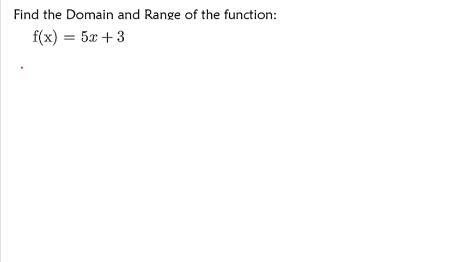So in this case, our domain is all the real numbers. So we can just say everything from negative infinity to positive infinity. This is just a straightforward function. There's no fraction, there's no square root, there's nothing.